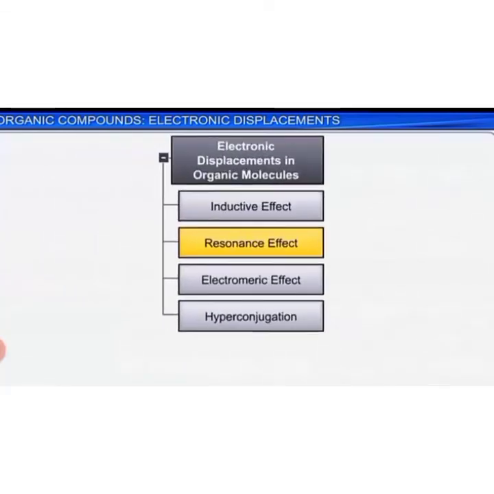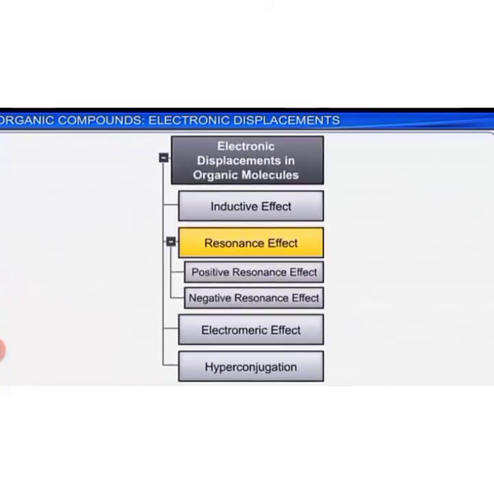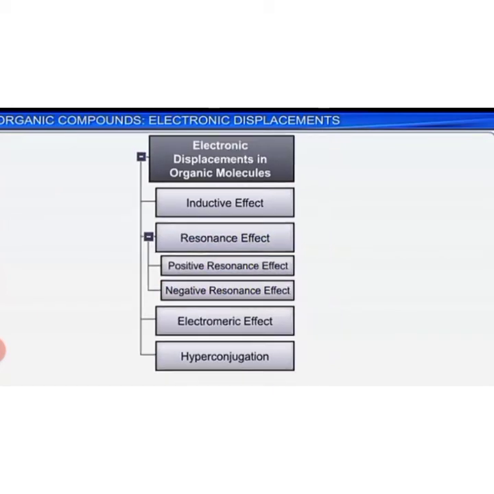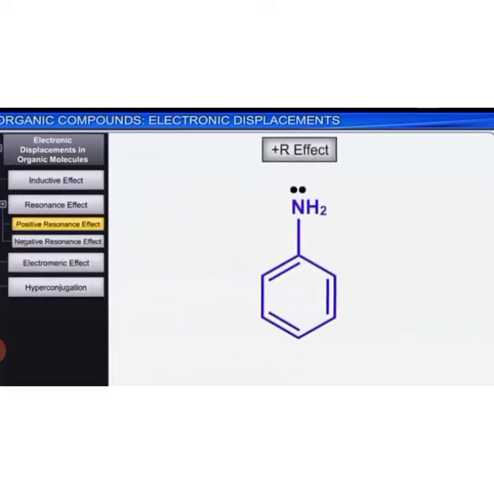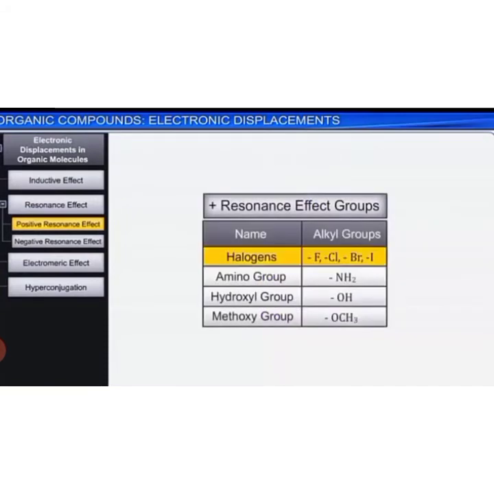Resonance effect is of two types. They are positive resonance effect and negative resonance effect. In the positive resonance effect, the transfer of electrons is away from an atom or substituent group attached to the conjugated system. Halogens, amino group, hydroxyl group, and methoxy group are some of the examples of positive resonance effect groups.